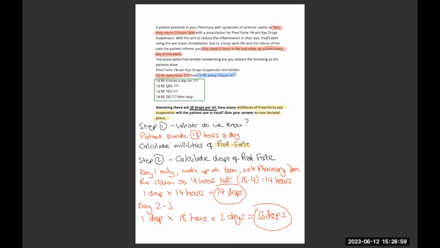Hi guys, welcome back. Question 29. This is a very tricky one. Our answer is 9.2 milliliters. Some of you may have got a 9.4, but that is because you've missed a trick inside the question.